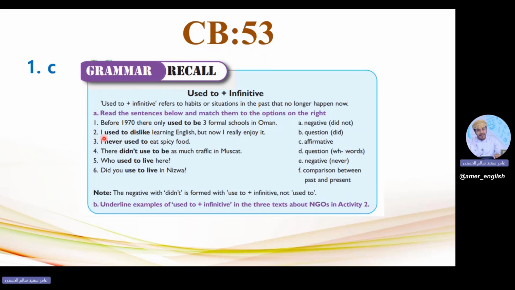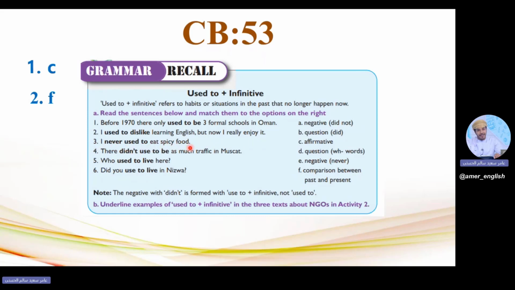Look at number 2, please. I used to dislike learning English, but now I really enjoy it. What do you think of this one? I used to dislike. Which one of these? It is a comparison between past and the present. In the past, he used to dislike learning English. He didn't like it in the past, but now he enjoys learning it. And then we have number 3.